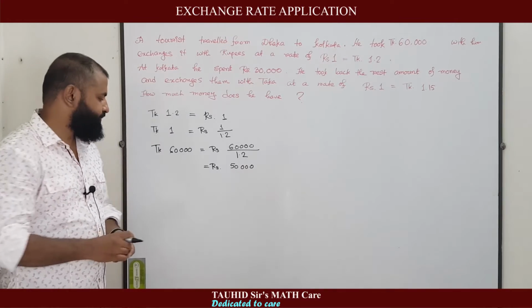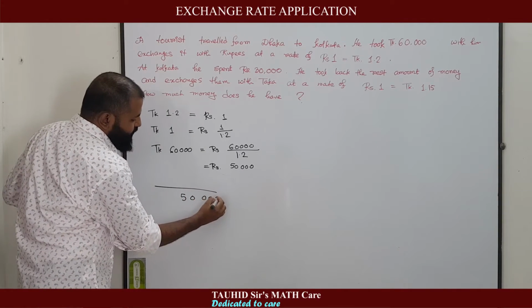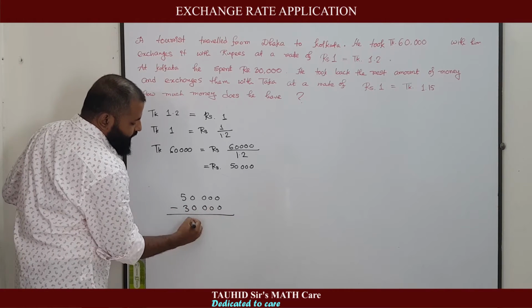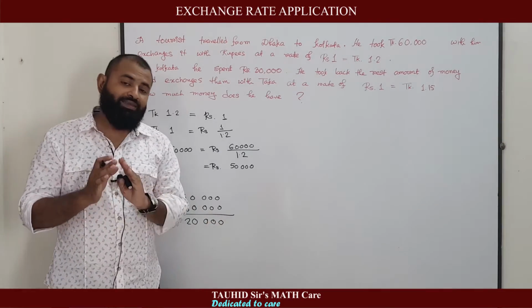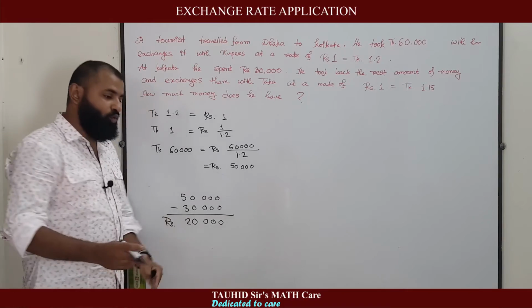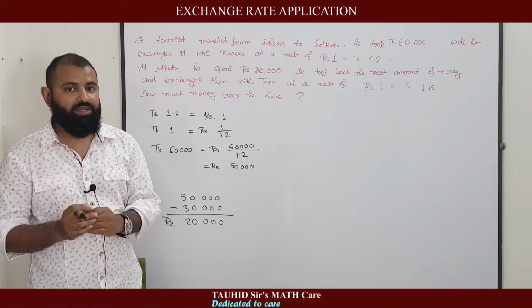50,000 rupees. Now you had 50,000 rupees, you expended 30,000 from it. Now 20,000 rupees were saved. So when you returned to Bangladesh, you have 20,000 rupees in your hand.